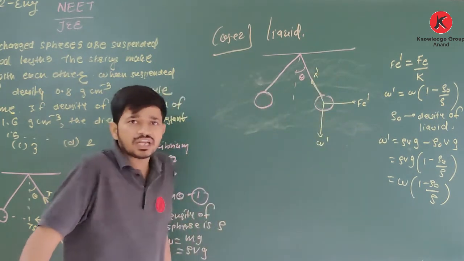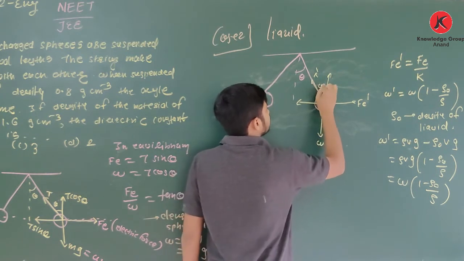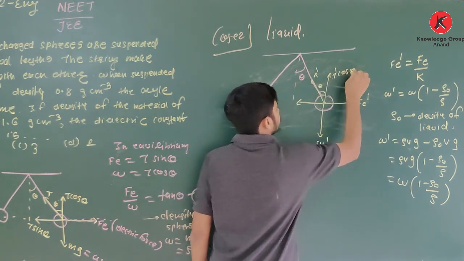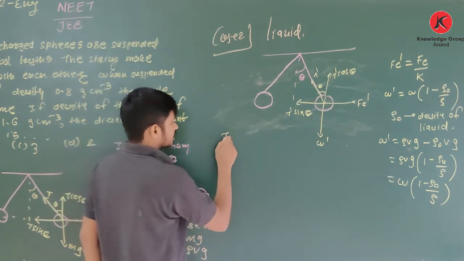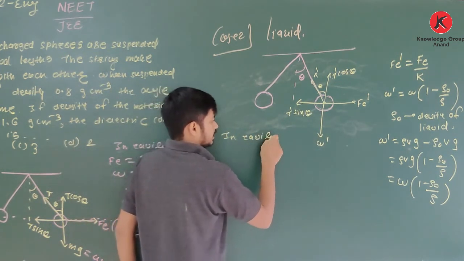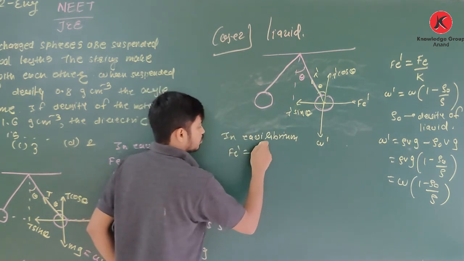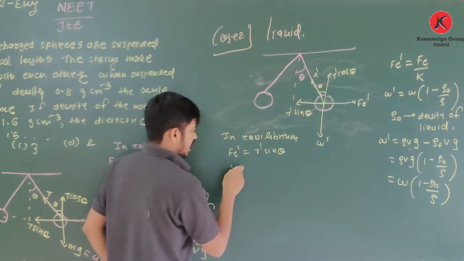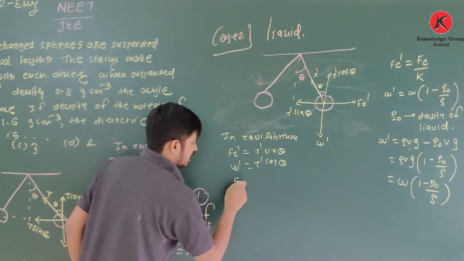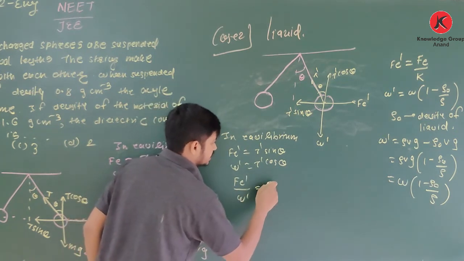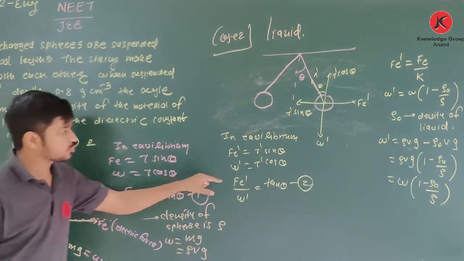What about tension? It is T dash. But don't worry about tension. Again, we can resolve this tension into two components, T dash cos theta and T dash sin theta. For equilibrium, I can write Fe dash is equal to T dash sin theta, and W dash is equal to T dash cos theta. So Fe dash upon W dash is equal to tan theta. Equation number 2.